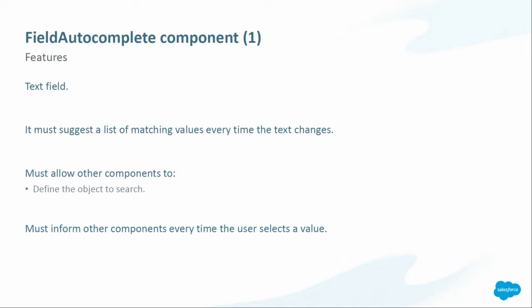So let's define our component. Our component is going to be a text field, and the functionality it needs to provide is to suggest a list of values based on the string that you input on your text field. A very important thing is that it needs to be flexible enough to allow you to perform searches on different objects. And finally, once you select the value, the chosen value, it needs to communicate with other parts of the application. So it'll have to send events to other parts of the application in order to send the right information to them.